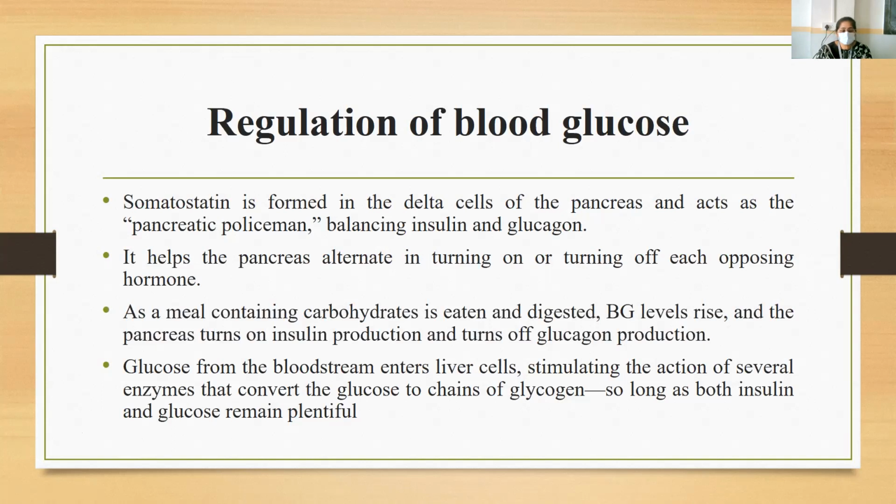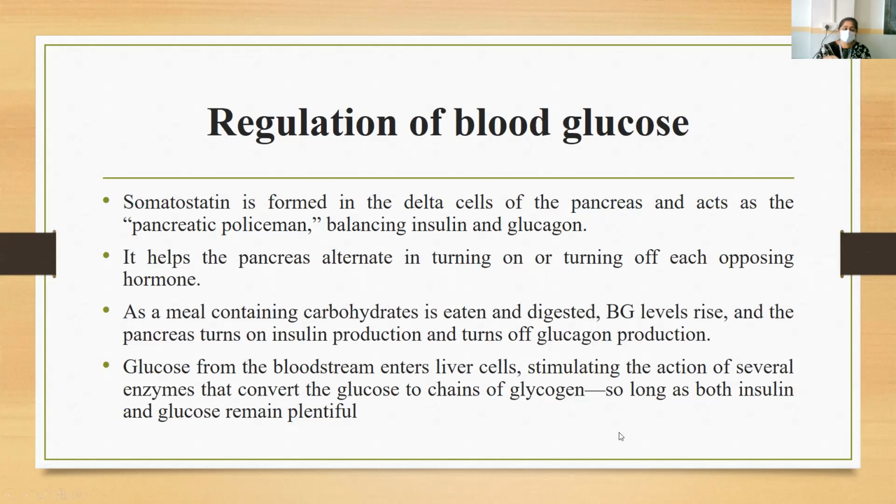Okay. So glucose from the bloodstream enters the liver cells. The liver is a place where most of the catabolism takes place, where glycolysis takes place, stimulating the action of several enzymes that convert the glucose to chains of glycogen. So once the glucose has been converted to pyruvate, and when you have enough energy, then in the liver, the excess glucose which you have eaten is converted to glycogen, so long as both insulin and glucose remain plentiful.